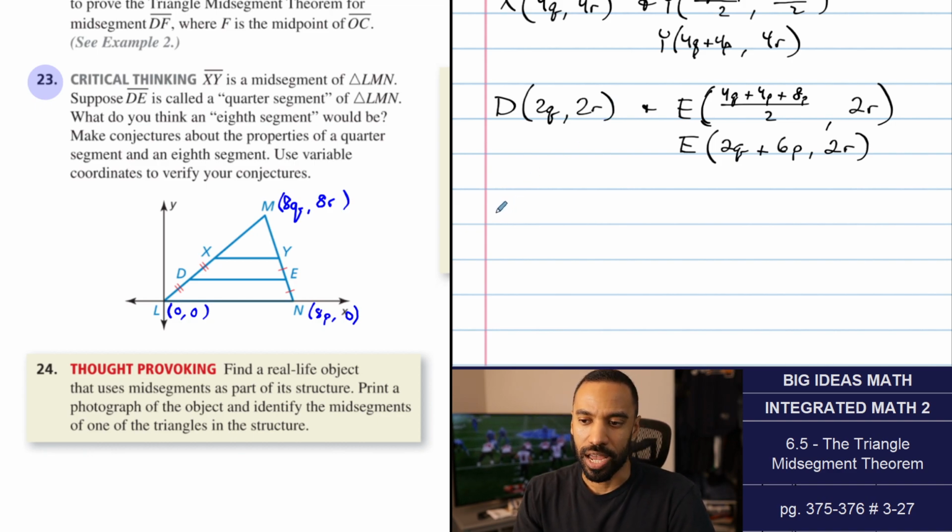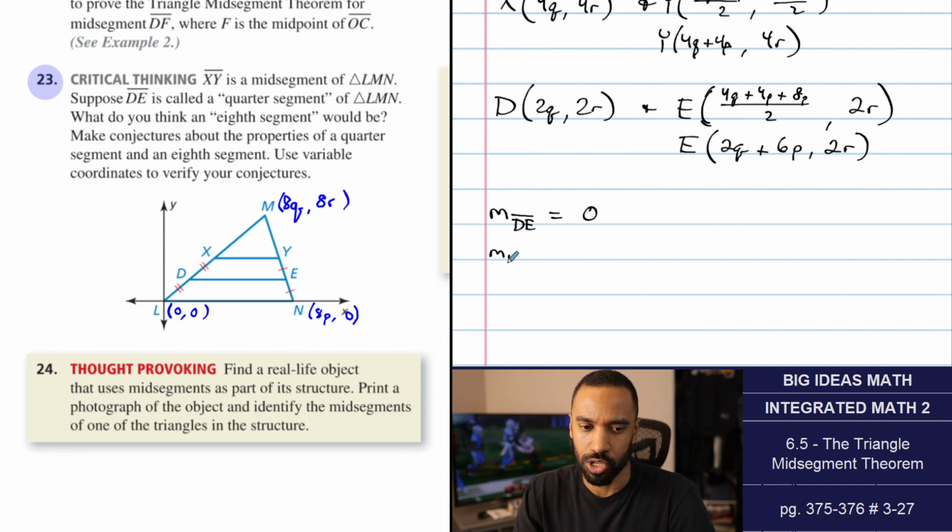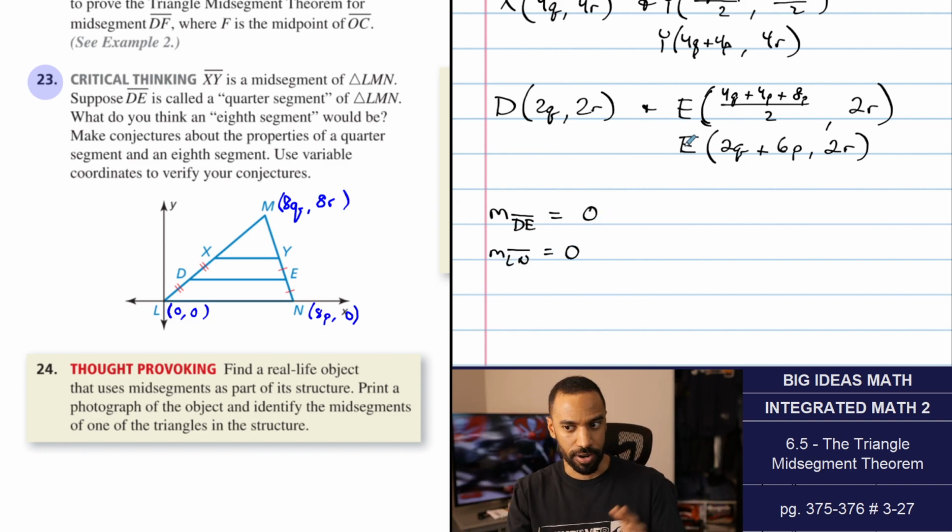So here's what we have to check. The slope of segment DE is 0 because this is a horizontal line. The two R's are the same. That's fine. The slope of segment DE is 0. The slope of segment LN is 0. Those are fair enough. Horizontal line.